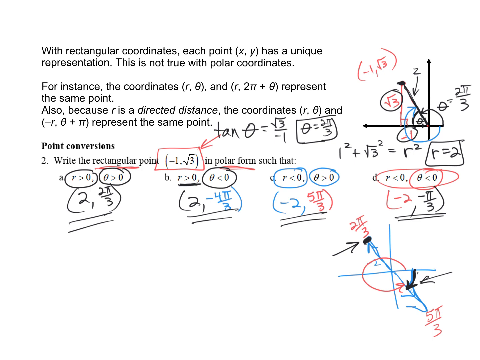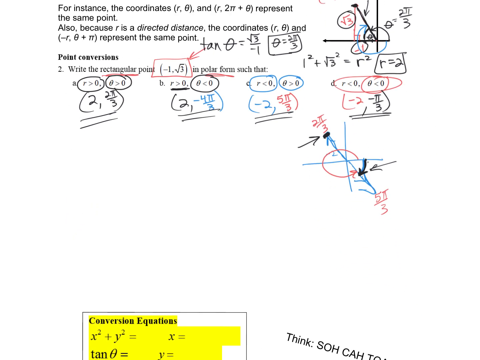The thing that gets people mixed up is that negative radius. You just have to think, I'm going to face the direction of the angle, but then I'm walking backwards. So I'm going the exact opposite direction of that angle. Now, again, we could add 2 pi to any of these angles over and over and get another point that represents it too. There's an infinite amount.